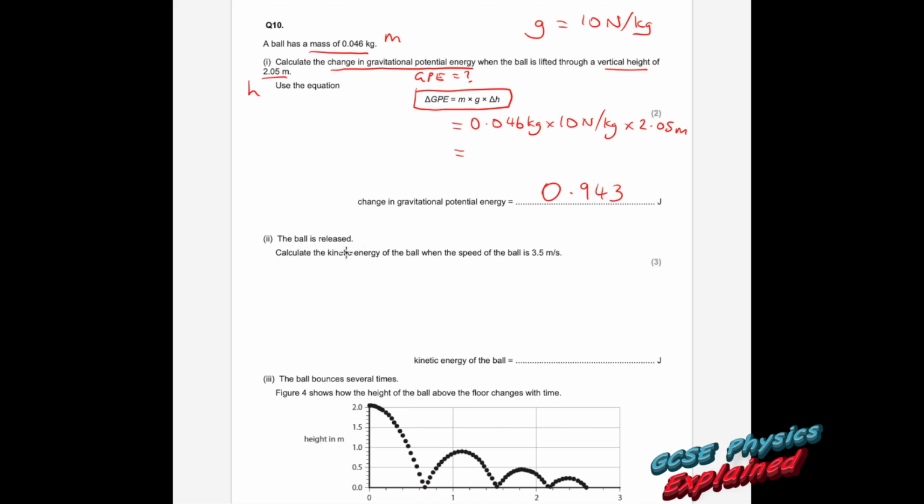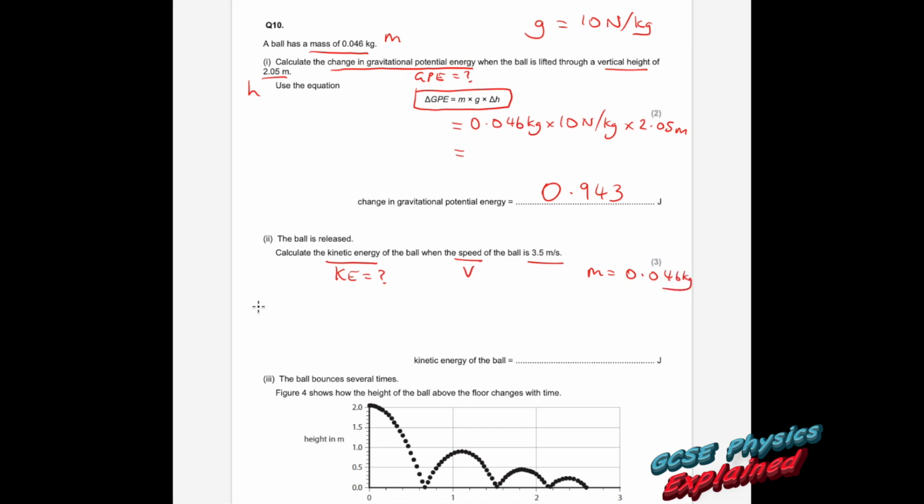The ball is released. Calculate the kinetic energy of the ball when the speed of the ball is 3.5. Now, speed of the ball, we could just say velocity of the ball. So we've got the velocity and we're looking for the kinetic energy. Now, because it's part 2, it's obviously talking about the same ball. So we know the mass is still 0.046 kilograms.